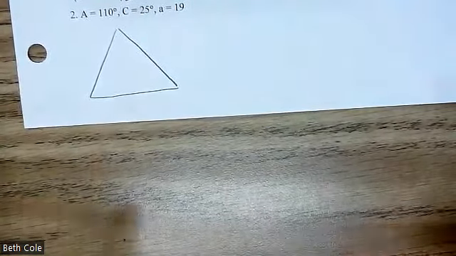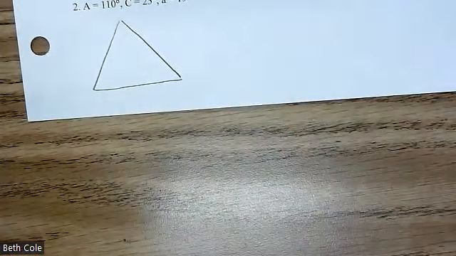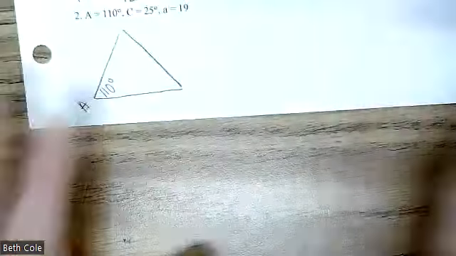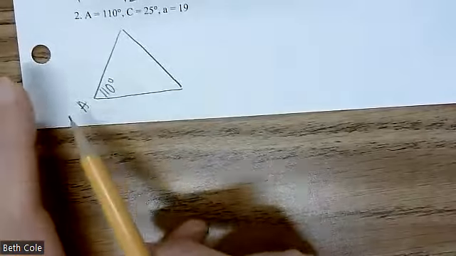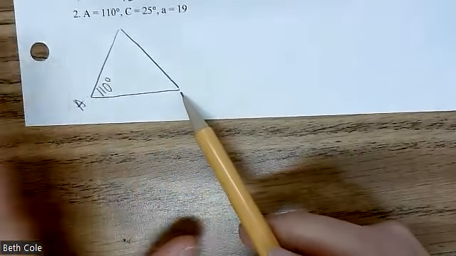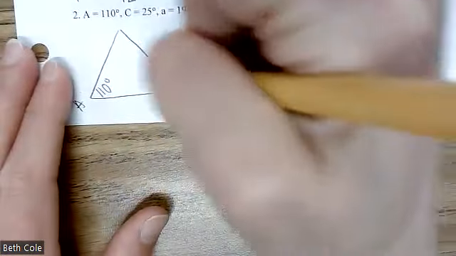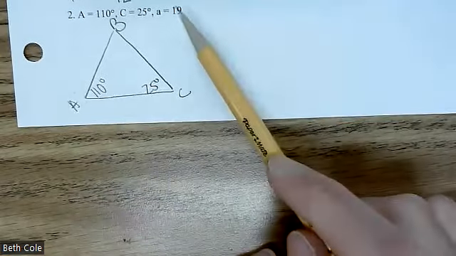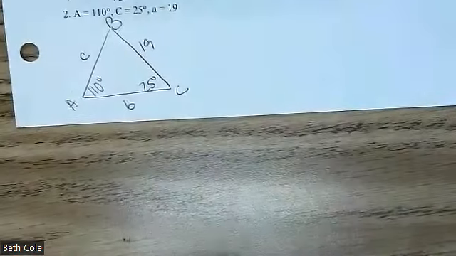Where did I tell you to start labeling? Bottom left, all right? Now, it doesn't matter if it's A, B, or C, it's whatever one you've got. So what goes down here? Yeah, A is 110. So it's not to scale. 110 would be obtuse, so it would look like that. Then where do I go next to label? Bottom right. I don't care if it's A, B, or C. It's just whatever one you have, which in this case, C would be 25, and that means B goes at the top. Where does the 19 go? Across from A. So 19 goes here. This is little b, this is little c.